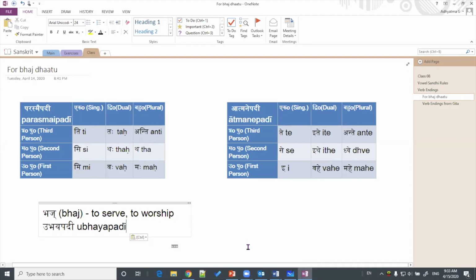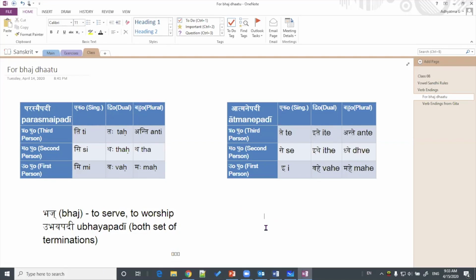Ubhayapadi means it will take both sets of terminations. That's what Ubhayapadi means. So we'll see how it works. We'll see first in the Parasmaipadi. First we have to make a stem. You remember, we do not apply endings directly on the root, we make a stem. How do we make a stem? How to make the stem is actually an advanced Sanskrit course, so we will not learn how to make the stem.